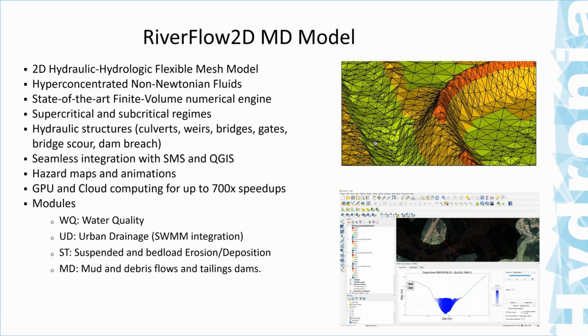Now, the MD model accounts for hyper-concentrated non-Newtonian fluids. It uses a state-of-the-art finite volume numerical engine that conserves not only the mass, but also the momentum, which is critical in these rapid flows. And it also considers supercritical and subcritical regimes, hydraulic structures, such as culverts, weirs, bridges, gates. It also considers bridge scour and dam breach.